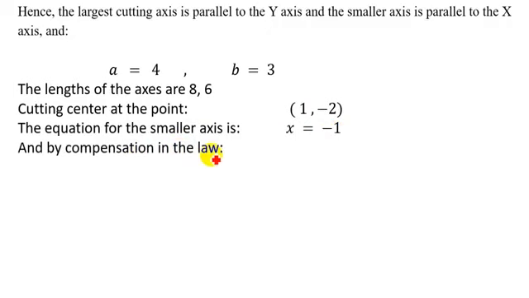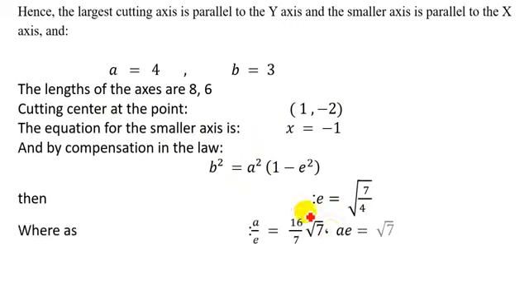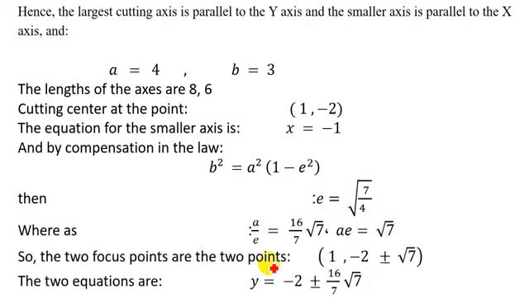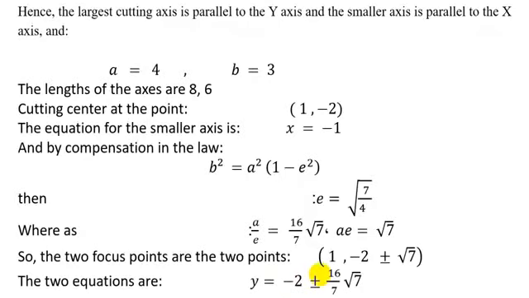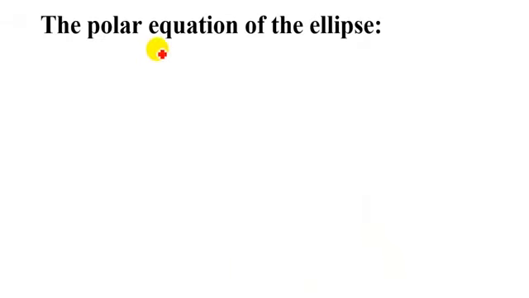Combining the relation between b and a, we can get e, and we can get ae equal to square root of 7, and also we have 2 foci like that, plus or minus. Okay, finally we can get to the polar equation of that ellipse.